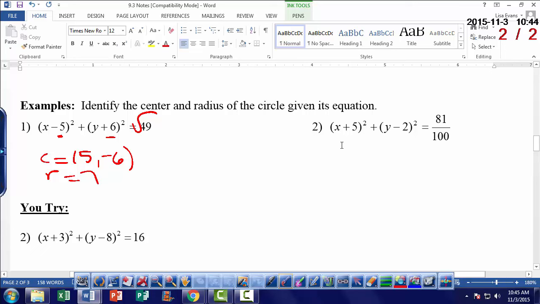Okay, let's go ahead and try this one. We're going to take the opposite of what you see. So the center is going to be (-5, 2), and then we're going to square root this. Now, luckily, these are both perfect squares. We don't need to get rid of any radicals in the denominator, so we just get 9/10. Now, again, I'd like you to pause the video and do exactly what I did above for the second U-try problem.